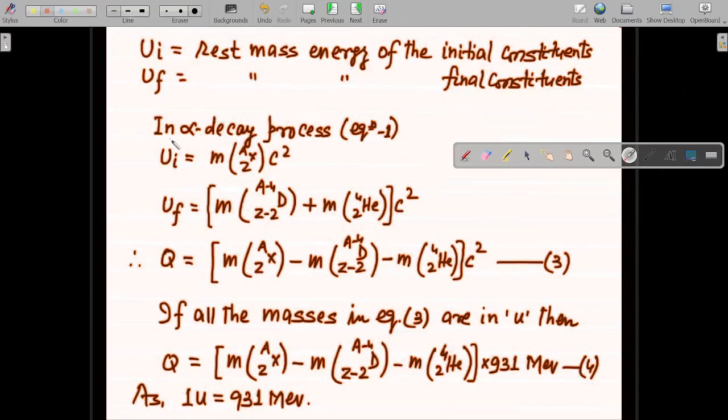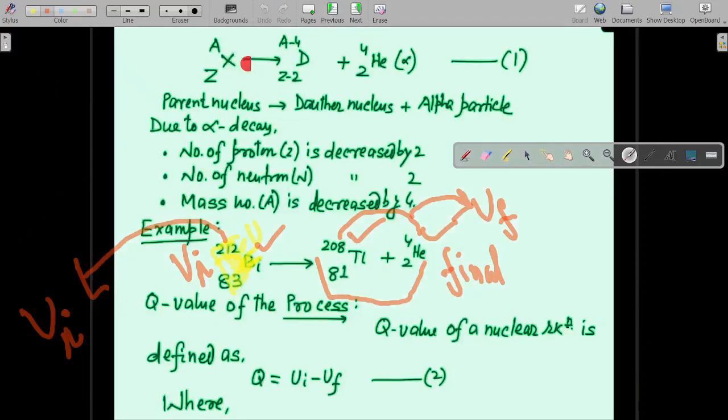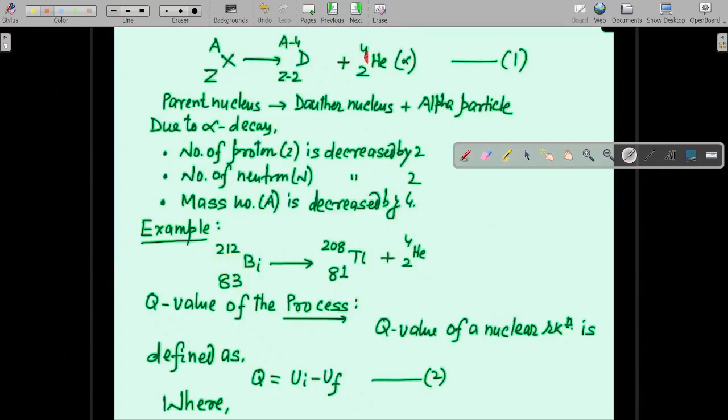Now, in the alpha decay process, where is your equation 1? Let us see. This is your equation number 1, the general equation of alpha decay.